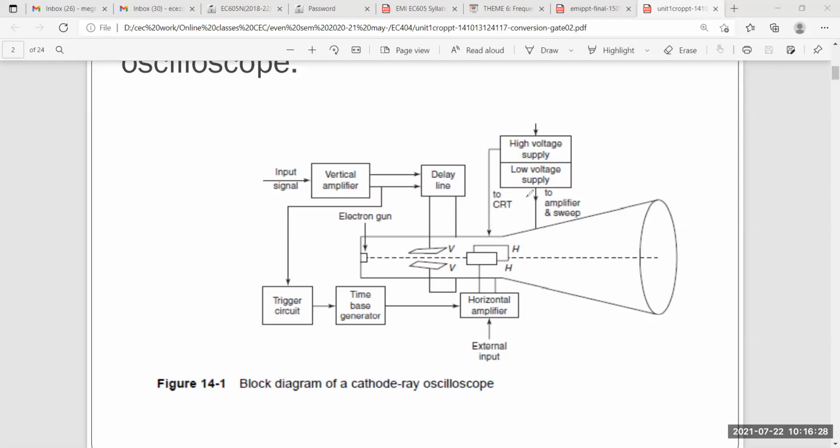Now I will discuss the electrostatic deflection in the CRO. One figure I'll draw now. You will see two parallel plates with a potential applied between them. These plates are the deflecting plates in the CRO that I told you about, the vertical and the horizontal plates.